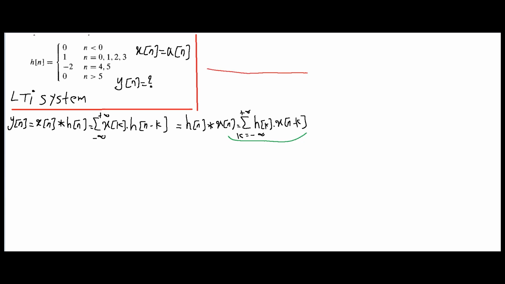Here, we also remind how the unit step signal looks in discrete time systems. This is the shape of the unit step. For n values greater than or equal to 0, it's equal to 1, and for n values less than 0, it's equal to 0.